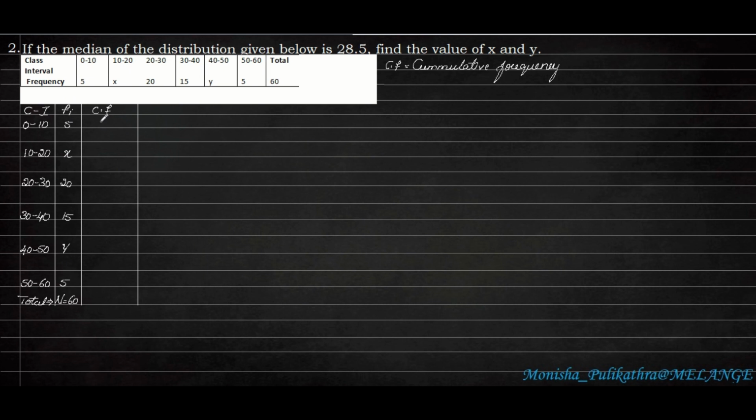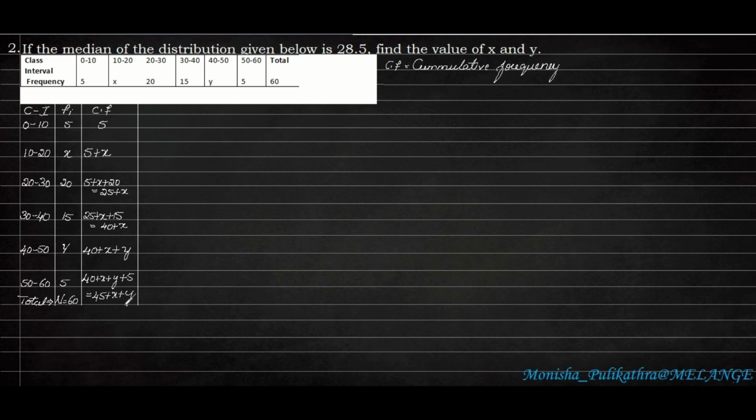In order to find out that, first we have to write the first number of the frequency as it is. Next we have to add all the consecutive numbers to it. First is 5 plus x. So next one is 5 plus x plus 20. So that will be equal to 25 plus x. Next one is 25 plus x plus 15, which will be equal to 40 plus x. So next is 40 plus x plus y. So next is 40 plus x plus y plus 5, which is equal to 45 plus x plus y.